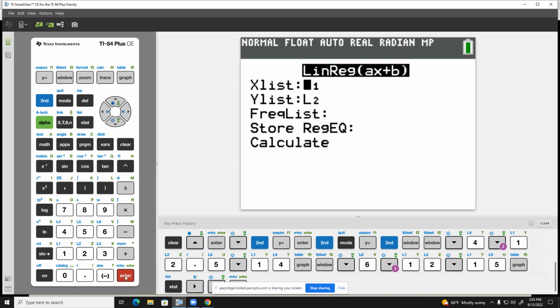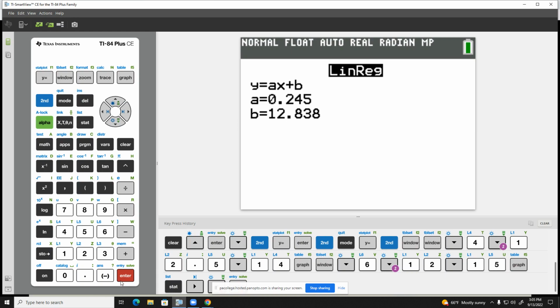And again, you should be able to enter directly through these. It's set up to use list 1 and 2, which is where we put our data. And then I'm not going to worry about storing it. I'll just calculate it. So from that, I see that the A here is in the position of slope, so 0.245, and the B is in the position of the y-intercept.